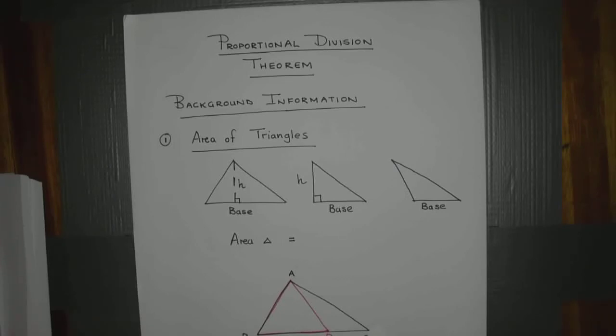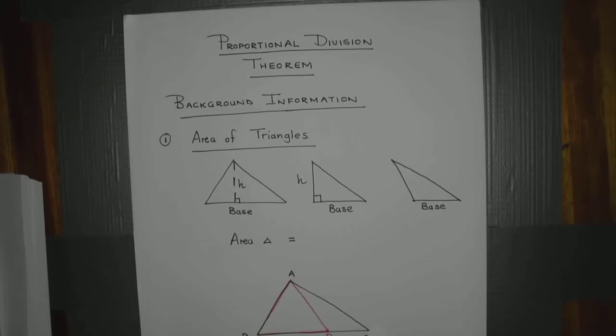Okay, so let's talk about the proportional division theorem. We first need a couple of background information pieces. And the first one, silly little thing, area of triangles. Okay, how do we calculate the area of a triangle? Anyone? Half base times perpendicular height. Simple, straightforward, easy. Half base times perpendicular height.